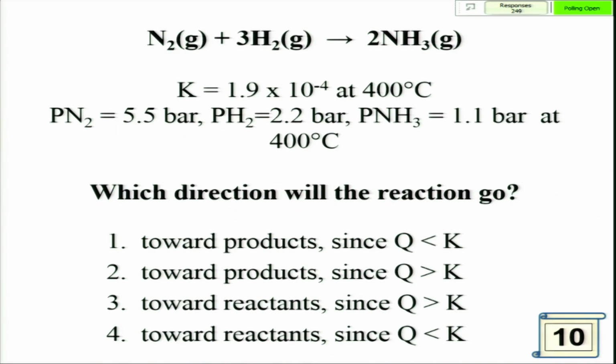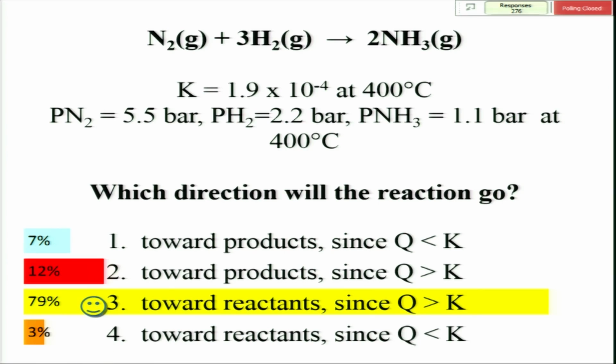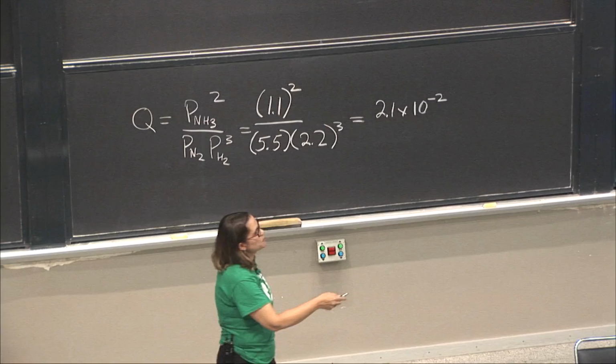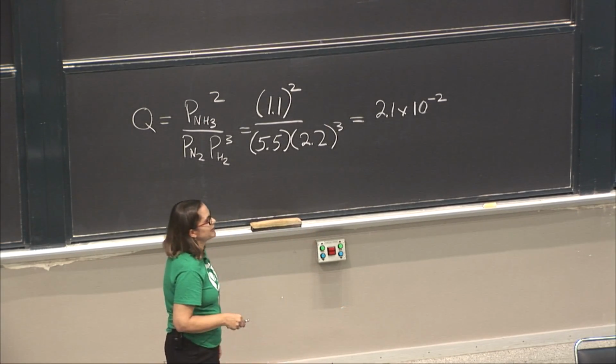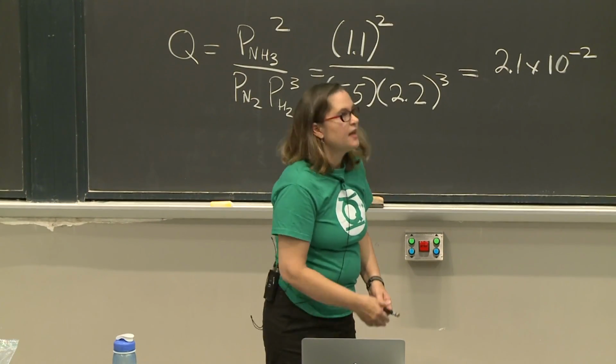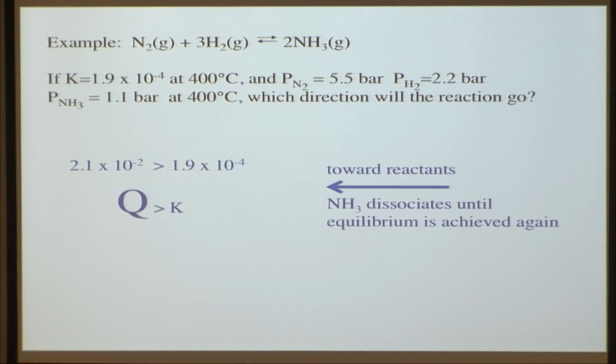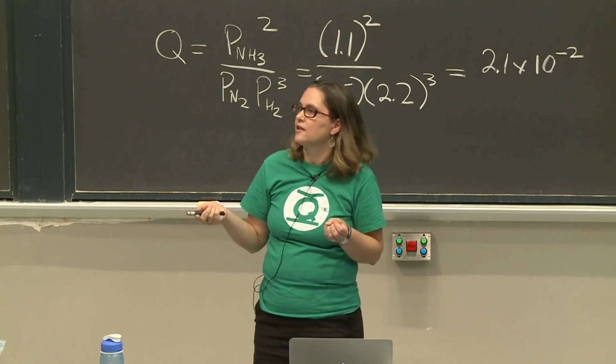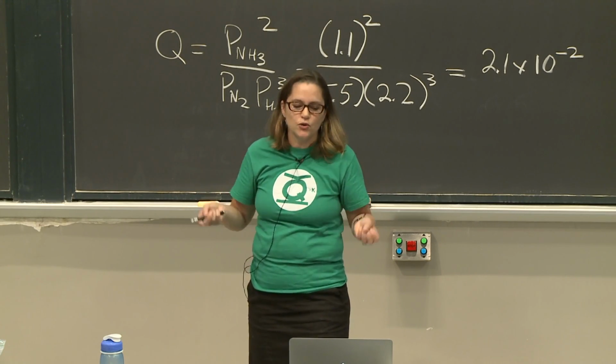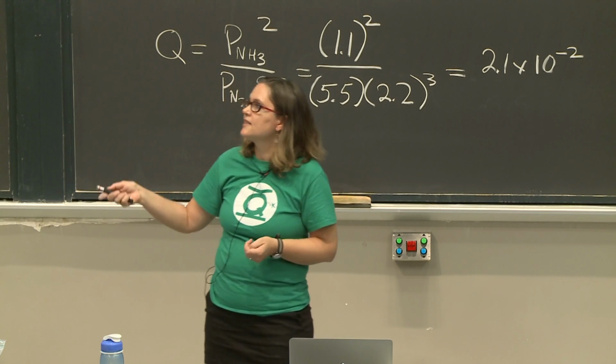All right, let's just take 10 more seconds. All right, so most of you recognized that Q is a bigger number than K. And so then you have to think about what that means. When Q is greater than K, then you're going to go toward reactants. So you're going to dissociate the product until you achieve equilibrium again. This means when you have a big Q number, you have too many products compared to the equilibrium state, and you want to dissociate your products. So you're going to go spontaneously in the reverse direction.